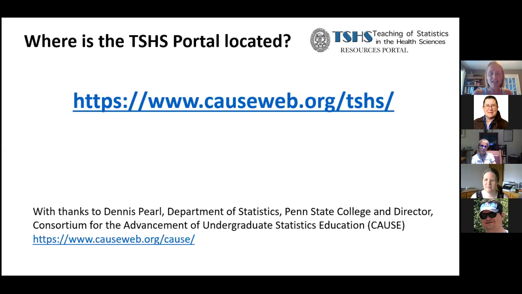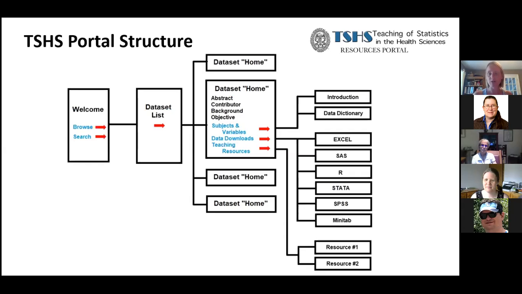And so this is the location, and I'm going to take you there in just one moment. But before I do that, I just want to take a moment to tell you a little bit about the structure of what you're about to see. So this little schematic, basically when I type in www.causeweb.org/TSHS, it'll take me to the welcoming page here. And so I'll show you that in a moment. And on the welcoming page, we have two options. We can choose to browse or search. And in this schematic, the red arrows mean that there's a live link there, that if you do one of those actions, it'll take you to another page.